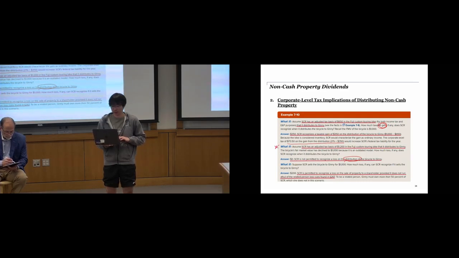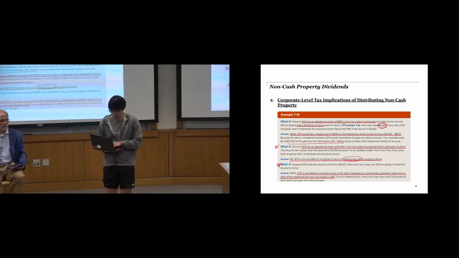to recognize $200. So the difference between the last two what ifs: one was a distribution, and the rule is just flat, you cannot recognize a loss on the distribution of built-in loss property. So its basis was $1,200, but the value was only $1,000, so it had a loss in it. And then the last one is saying, well, what if instead of distributing it to Ginny, I sold it to her? Meaning, remember, with a distribution, you get nothing in the exchange. A sale, you're selling it, you get paid for that, right? So I sell it to her for $1,000, she gives me $1,000.